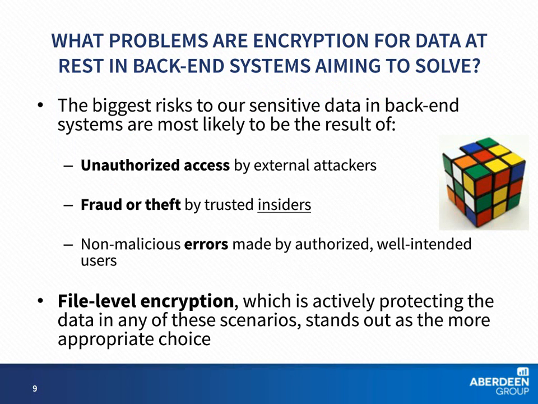So the problems we're trying to solve in the back end are different, more likely to be the result of things like external attackers trying to get in, so unauthorized access, fraud or theft by insiders. We've got the external threat. We've got the insider threat. And then we've got just plain human error. We've got non-malicious, well-intended errors by people who are authorized. They're just trying to do their jobs, but maybe they make mistakes. So, again, file-level encryption is actively protecting the data in all these scenarios, and it just stands out as the more appropriate choice, and we see that reflected in the findings.